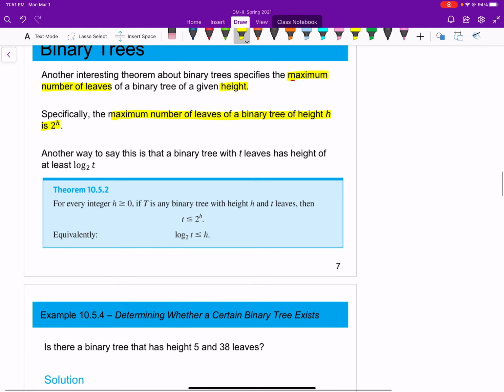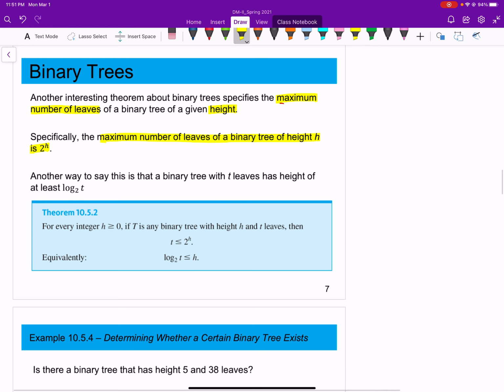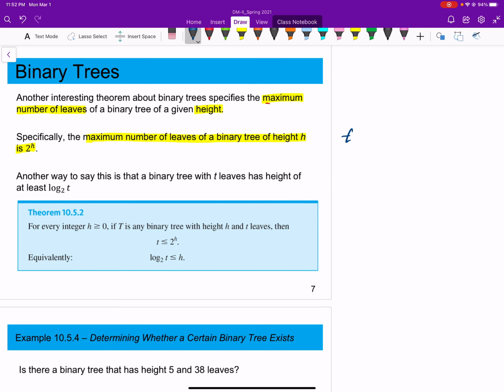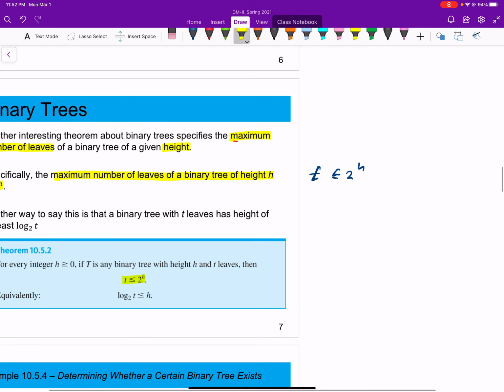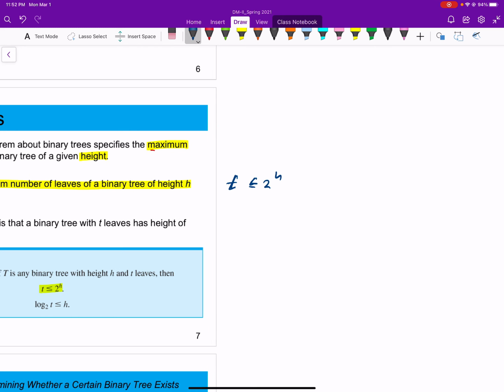Alright, so let's consider t as the number of leaves. Then this t should be less than or equal to 2 to the power h, which is right here. The total number of leaves should be less than or equal to 2 to the power h, where h is the height of the tree. Let me take an example and show you this.